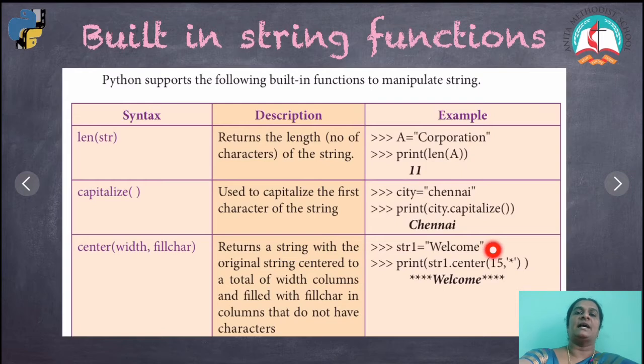So if I want to use an asterisk, I am using 15 comma asterisk. In 15 comma asterisk, what happens? Welcome takes the 7 value and you have 4 before and 4 after, and the asterisk is displayed. It's just like a heading. Okay, so length, capitalize and then center if you want to print in the center.